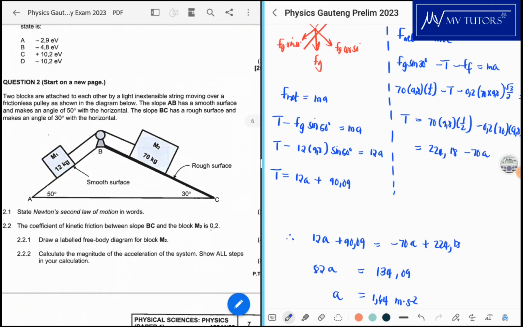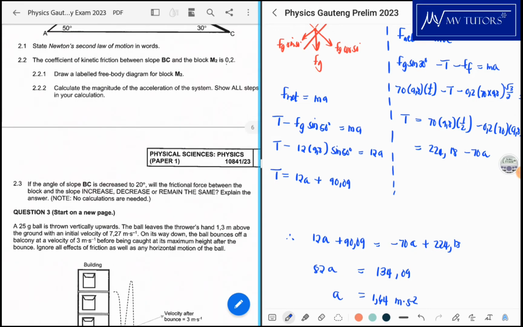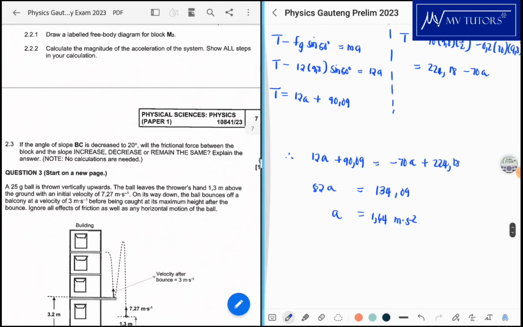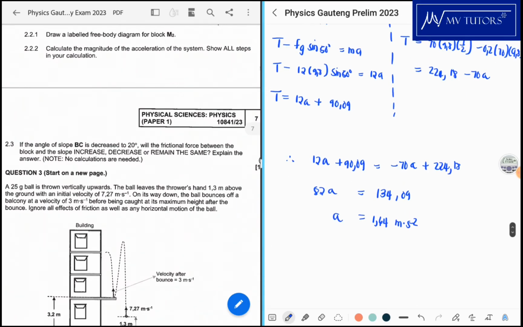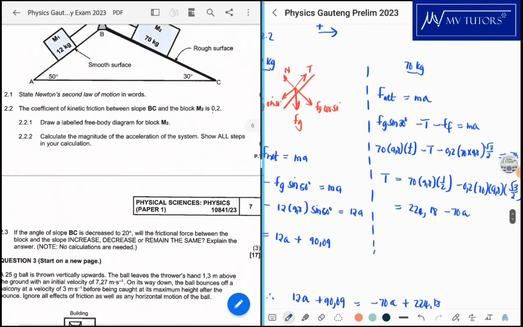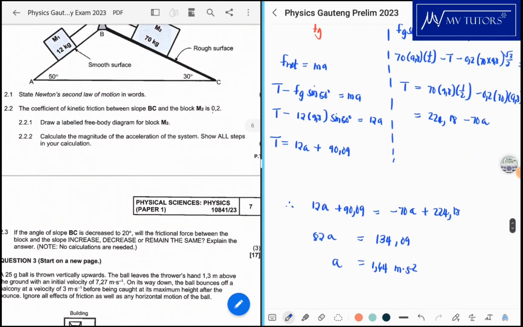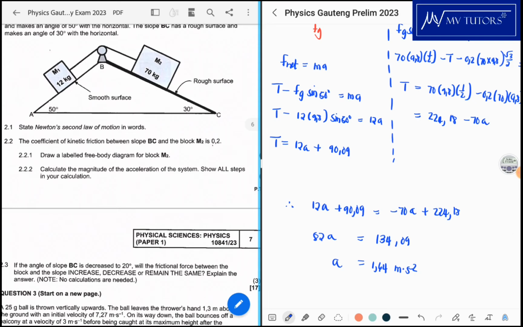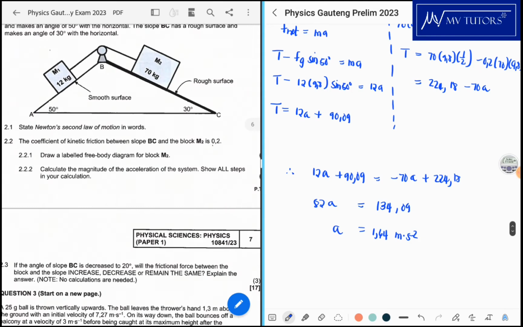Now we go to the last question, which is 2,3. Oh, should I put direction in the previous question? The acceleration of the system. So I chose going to the right as positive, and it makes sense as well because the 70 kilogram box is much heavier than the 12, so I would expect it all to go to the right. So yeah, if they wanted also the direction, I would say to the right.